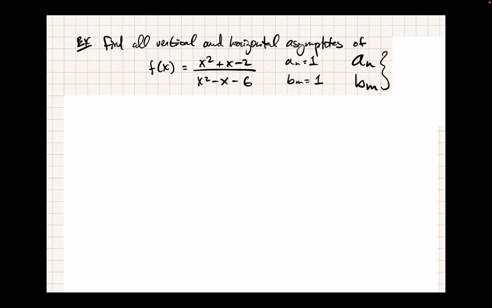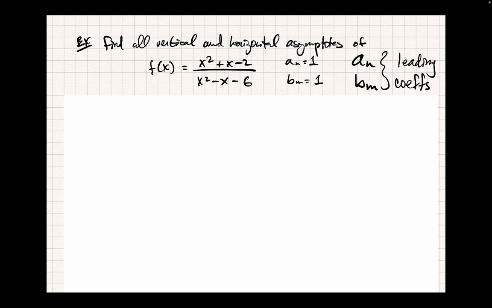All right, last time we were looking at finding all vertical and horizontal asymptotes of this function. And we got a little bit into it. So what did we do last time? We started with labeling a sub n and b sub m. What are a sub n and b sub m? Leading coefficients, right? Those were our leading coefficients.